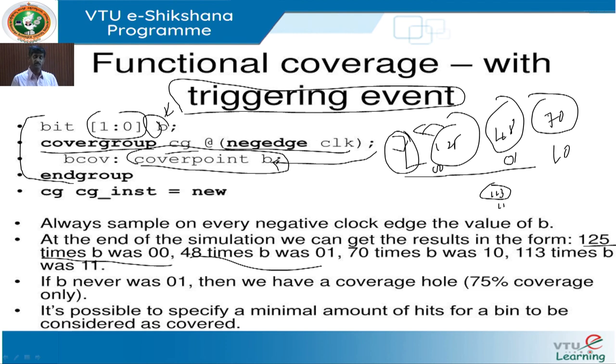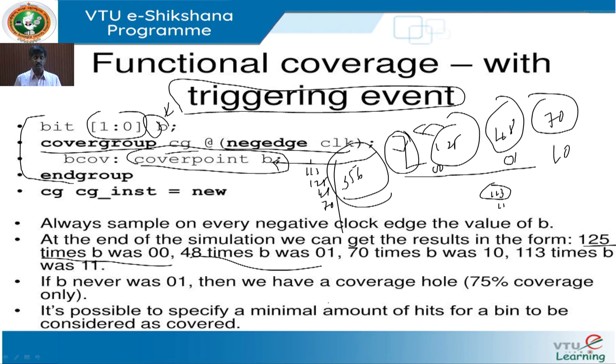So what is the total sampled clock? The total sampled clock is 125 plus 48 plus 70 plus 113. So you need to calculate this: 356 clock periods. To attain all the values of B from 00 to 01, 01 to 10, 10 to 11, I need 356 negative edges of the clock sampled. That depends on your design, your bus characteristics, and it varies with respect to that.